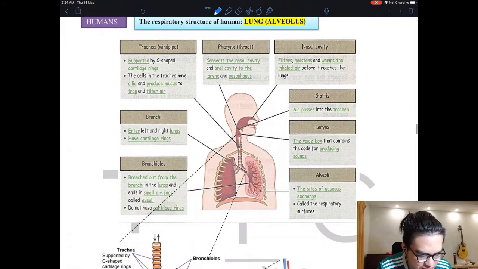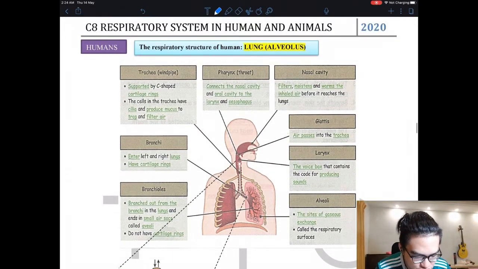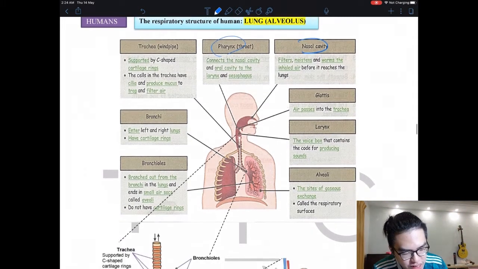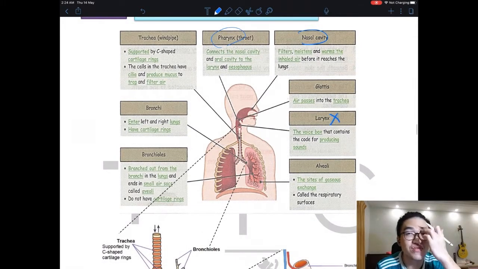We start from the trachea. The important ones: the nasal cavity is inside here, the one that produces mucus. Then you have the pharynx, which is your throat. What is the larynx? This is not important. The larynx is the voice box which gives you the voice. It helps you talk. So you have the glottis too.